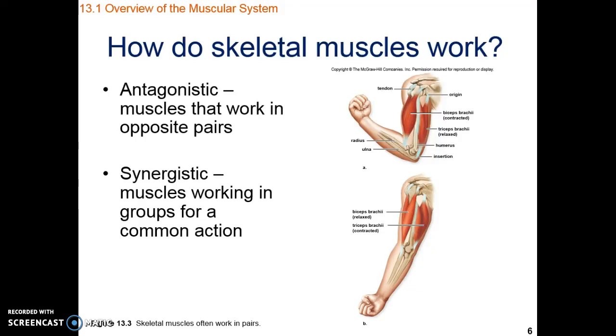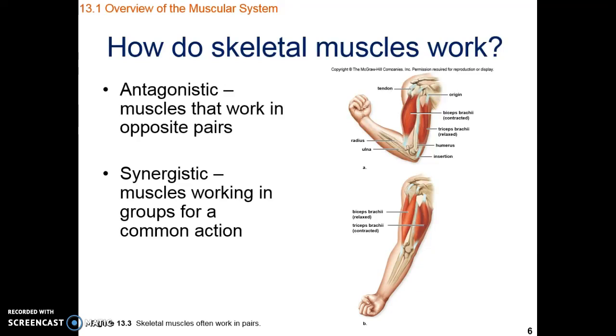But one muscle does most of the work. And if that's the case, then that muscle is called the agonist, or prime mover. And while the prime mover is working, other muscles called synergists function as well. And the synergist assists the agonist and makes its action more effective.